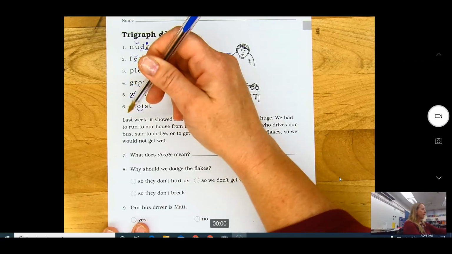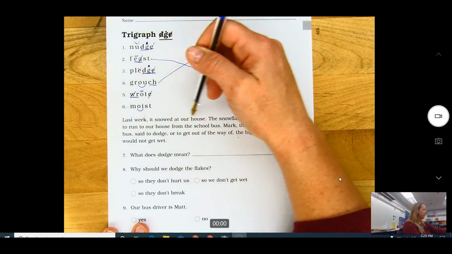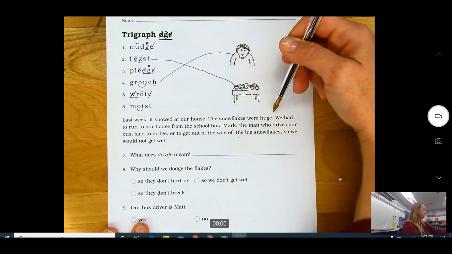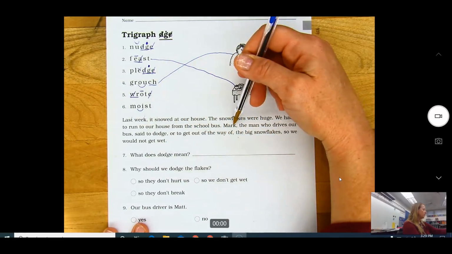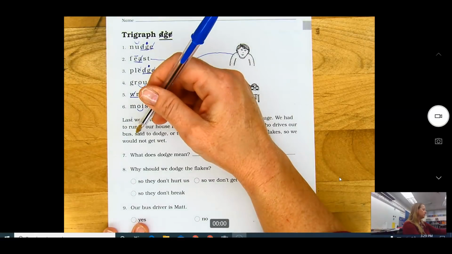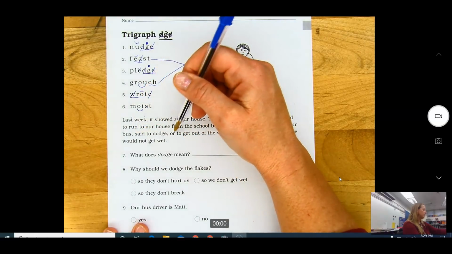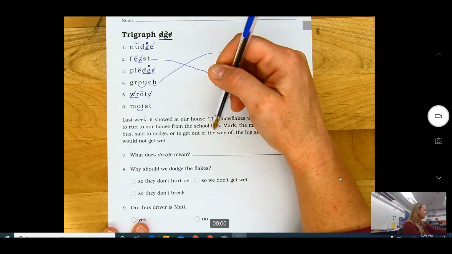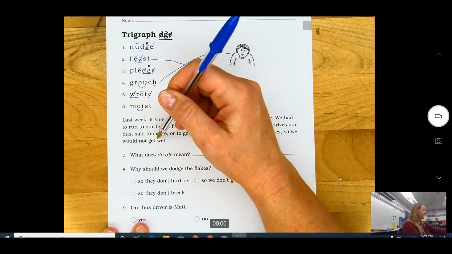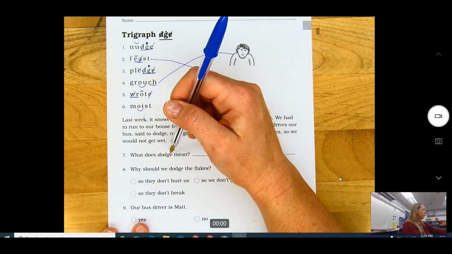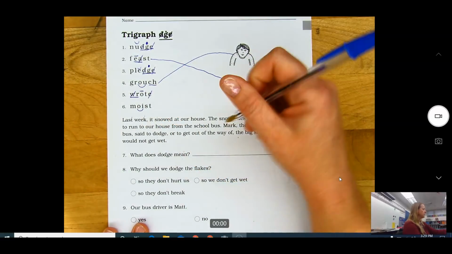Let's go to our paragraph. Last week, it snowed at our house. The snowflakes were huge. We had to run to our house from the school bus. Mark, the man who drives the bus, said to dodge, or to get out of the way of the big snowflakes so we would not get wet. What does dodge mean? Okay, well, let's see.